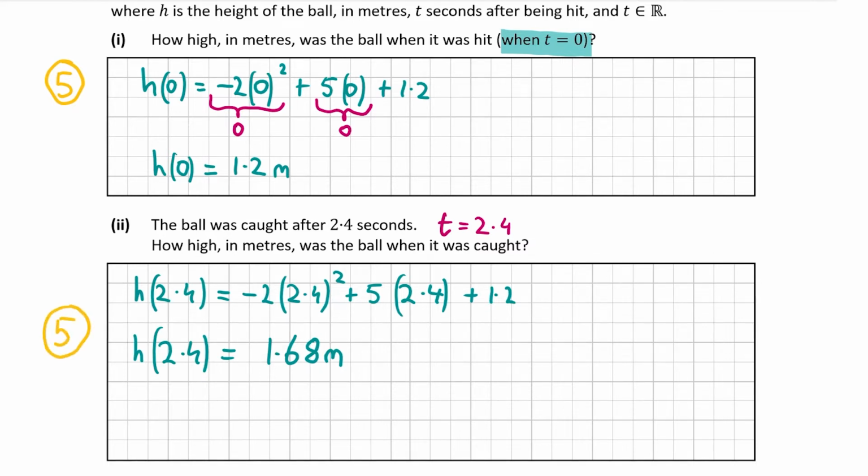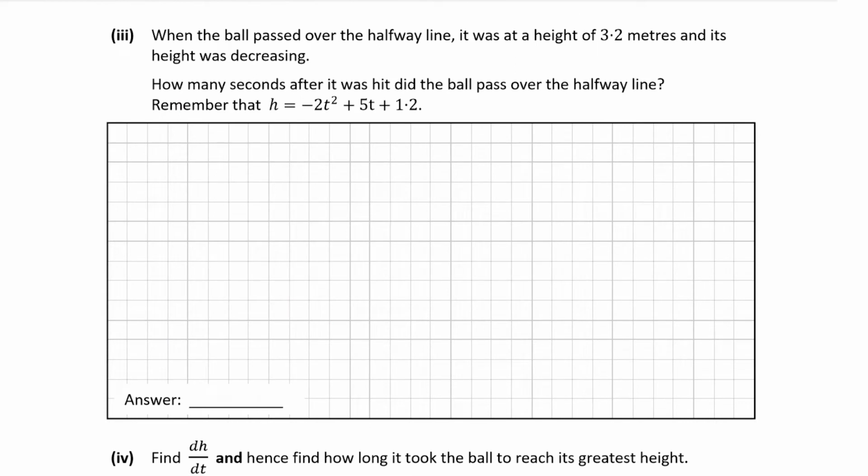Now let's have a look at A part 3. So this question is slightly harder. It's telling us that when the ball passed the halfway line, it was 3.2 meters in height. But the height was decreasing, so that's going to be important for the answer. So we're asked how many seconds after it was hit did the ball pass over the halfway line? And then we're given a reminder of what the quadratic function is.